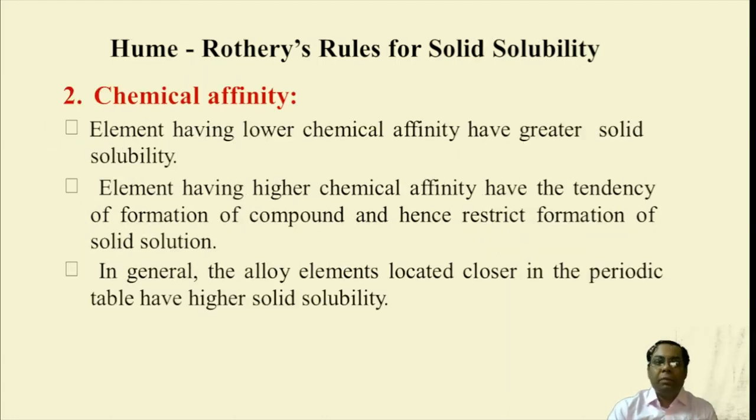The second criterion of Hume-Rothery's rule is chemical affinity. Elements having lower chemical affinity have greater solid solubility. Elements having higher chemical affinity have the tendency to form compounds and hence restrict formation of solid solution. In general, alloying elements located closer in the periodic table have higher solid solubility because they do not have much difference in their electronegativity value.